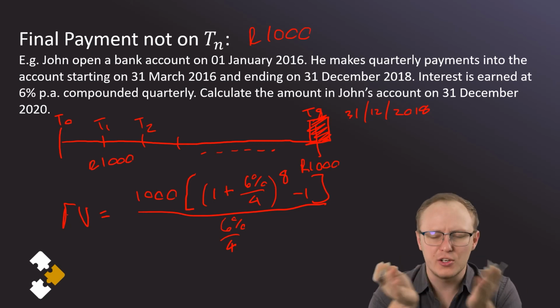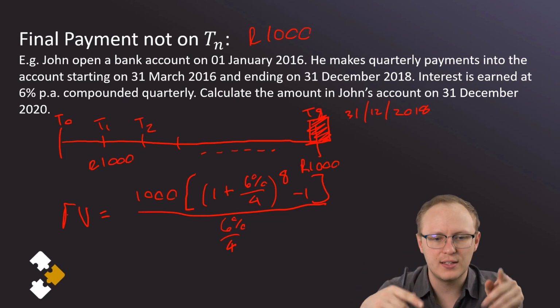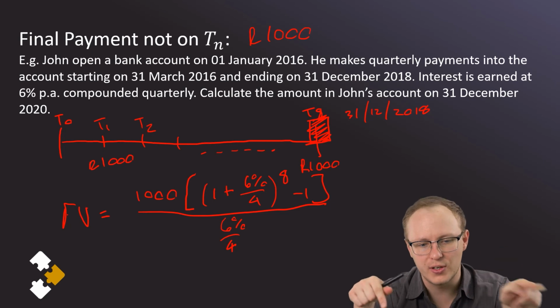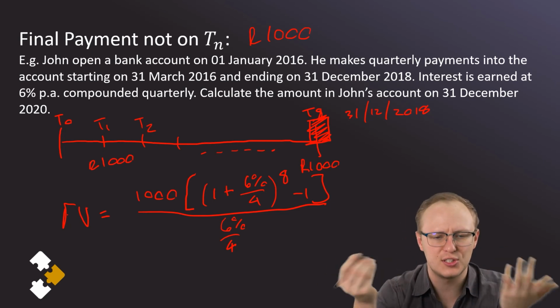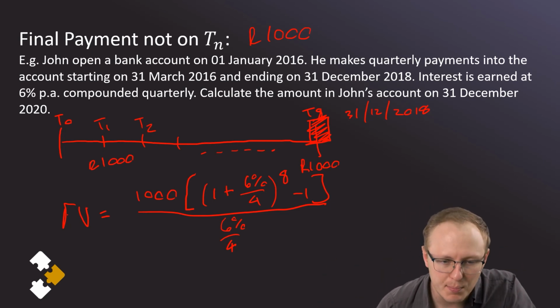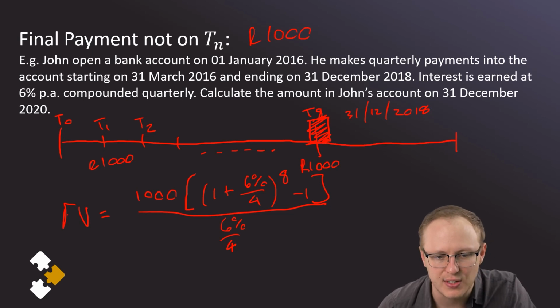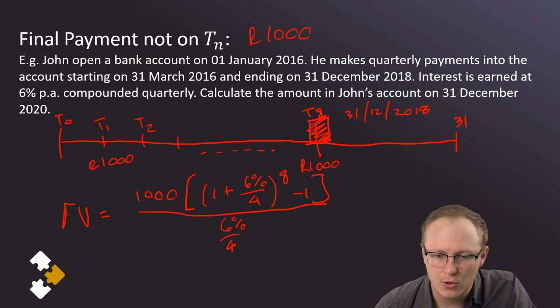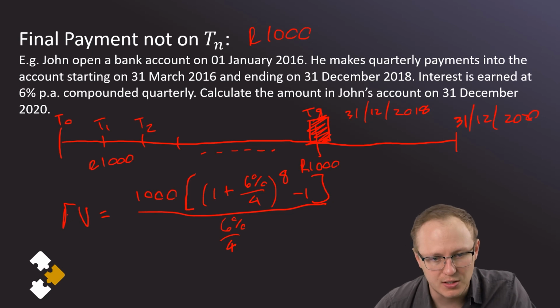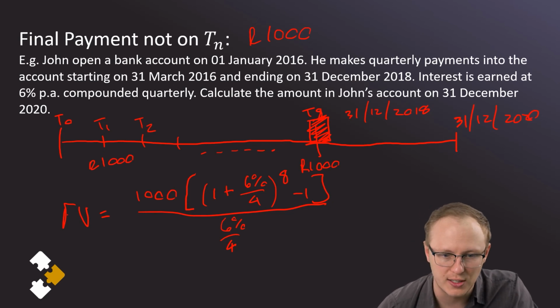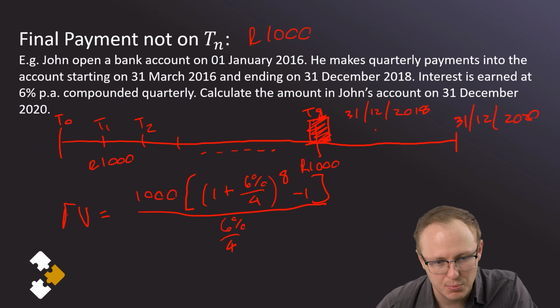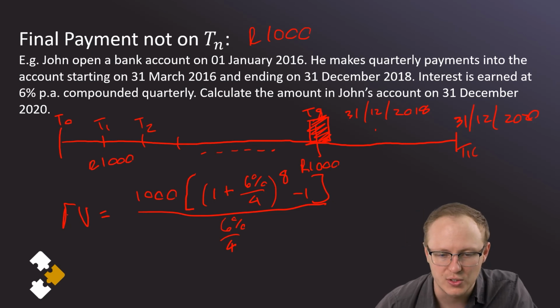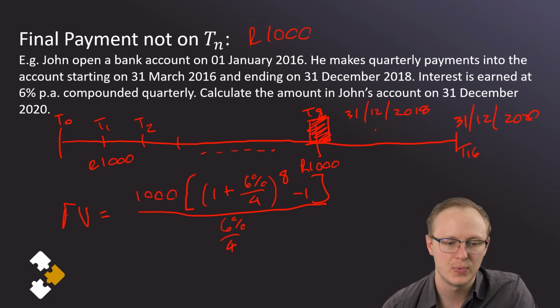But now the issue is we want to calculate the amount in the account on the 31st of December 2020. So he stops making payments and the money just sits there. But the nice thing about money is that if it just sits there, it's not doing nothing. It's earning you interest. So here, if we go to 31/12/2020, that looks like an additional 2 years, right? So that's going to be an additional 8 periods. So that's T8. I'm going to call this T16 for consistency.